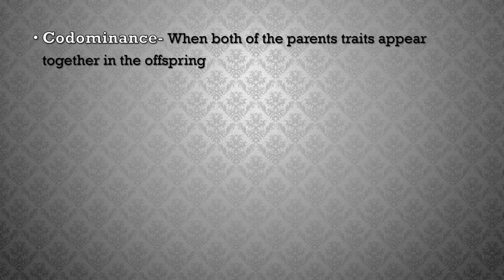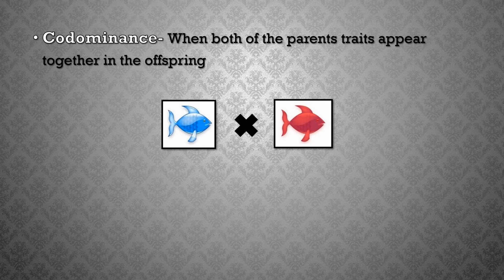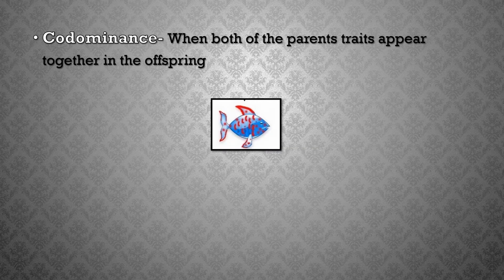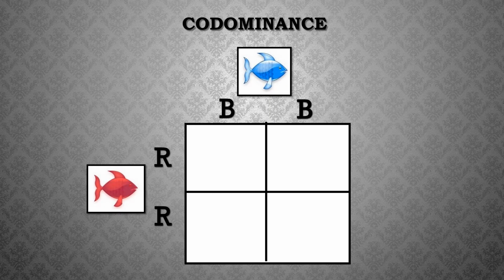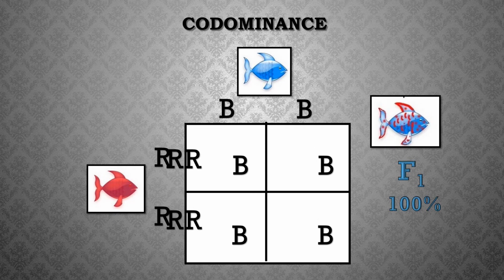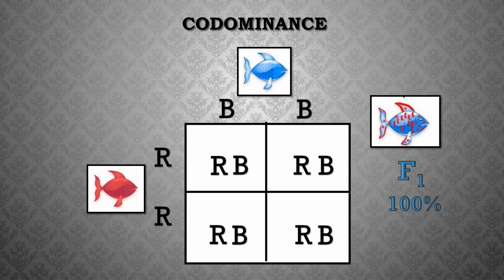Codominance is when both of the parents' traits appear together in the offspring. I want you to write this definition down on your worksheet. For example, if we have a blue fish and we cross it with a red fish, the offspring are going to be a combination of both blue and red. I'm going to show this example using Punnett squares. In the F1 generation, notice that 100% of the time we're going to have a fish that is both a combination of blue and red.